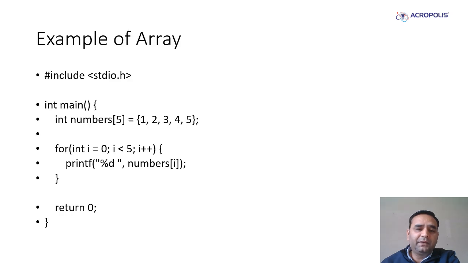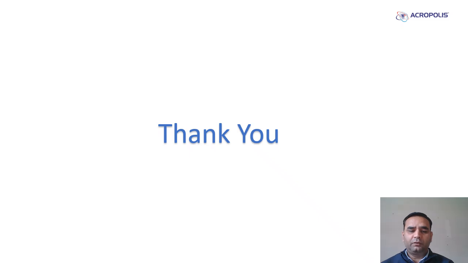This is an example we have created, in which we have created an array of numbers with 5 elements that are initialized with the values 1, 2, 3, 4 and 5. Okay, to print those values, we can use a for loop, and with the index number we can print the values. So that's all for this video.